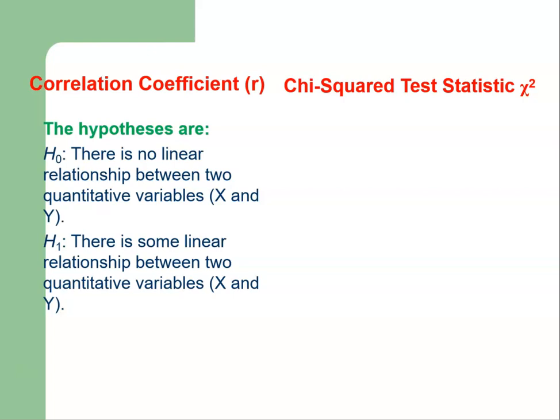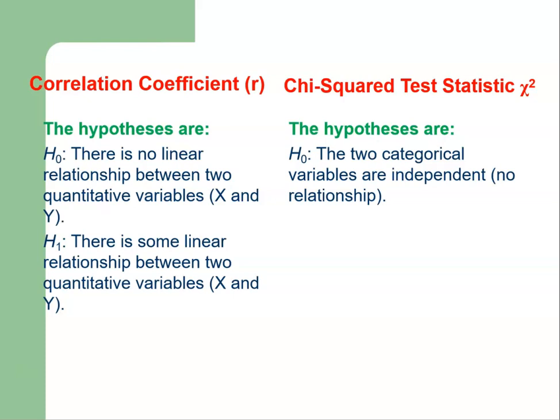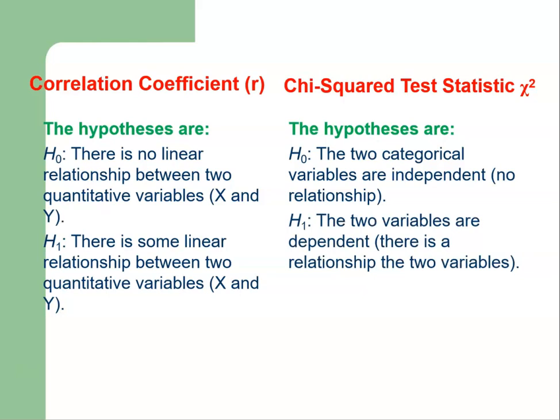For chi-square test statistic, we have the following hypotheses, and we start with the null hypothesis. The null hypothesis states that the two categorical variables are independent of each other. That is, there is no relationship or no association between two categorical variables. The research hypothesis or the alternative hypothesis of the chi-square test statistic states that the two variables are related to each other, they have association. That is, there is a relationship between the two categorical variables.